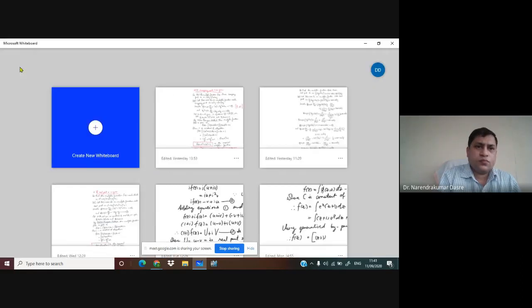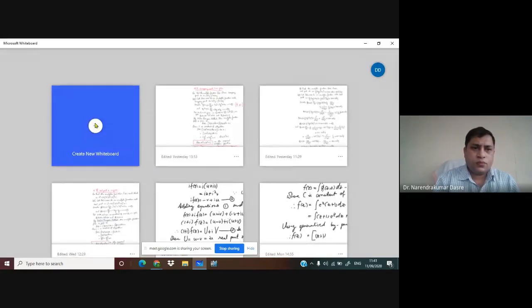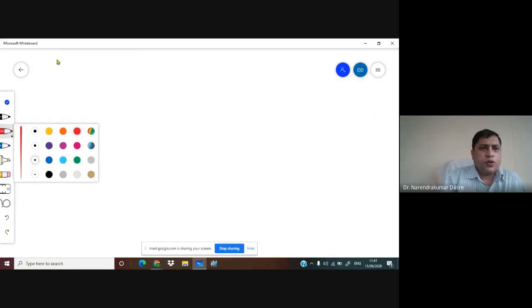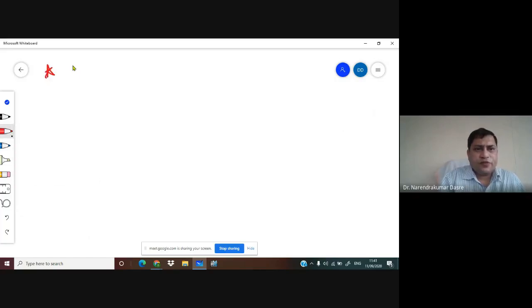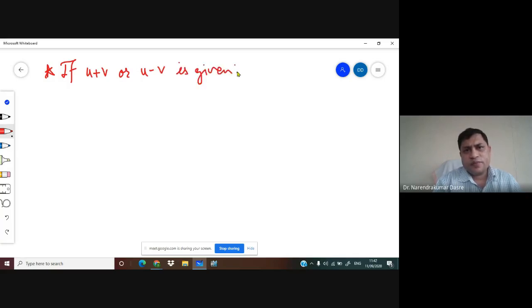So in the last lecture, we have seen how to find the analytic function when the real part is given or the imaginary part is given. Now we know how to use the Milne-Thompson method to find the analytic function if we know the real part and if we know the imaginary part. And now in this lecture, we'll see how to use the Milne-Thompson method to find the analytic function if the algebraic sum or the linear combination of U and V is given.